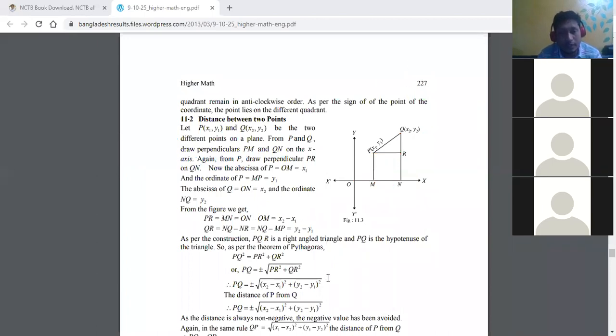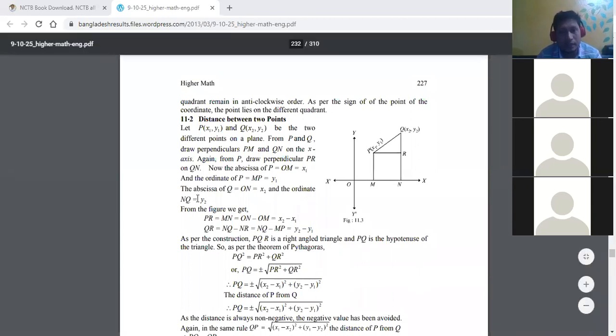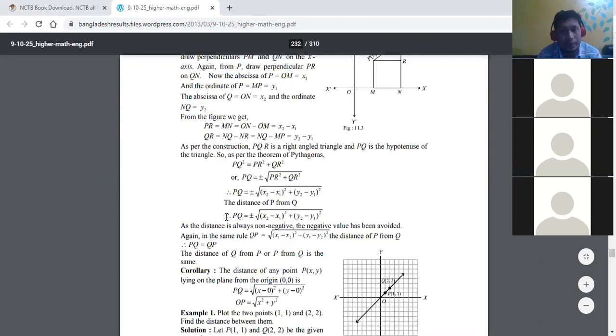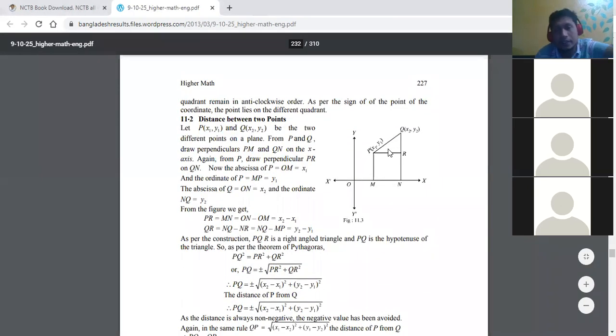Here you can see the last line. The last line says PQ equals plus minus root over x2 minus x1 whole square plus y2 minus y1 whole square. Why is plus minus used here? You see the picture, P and Q.